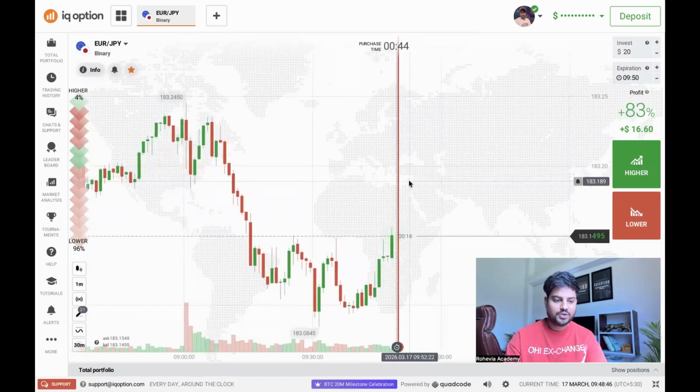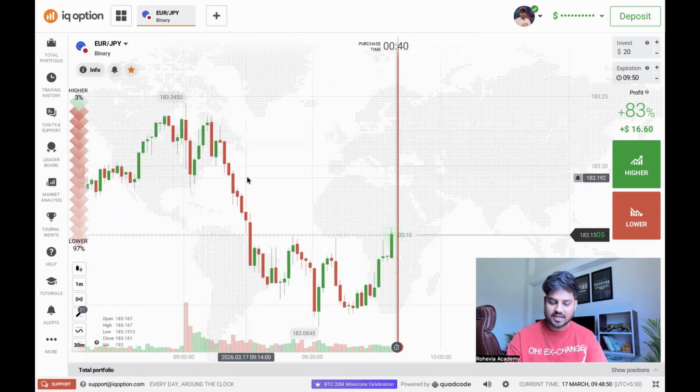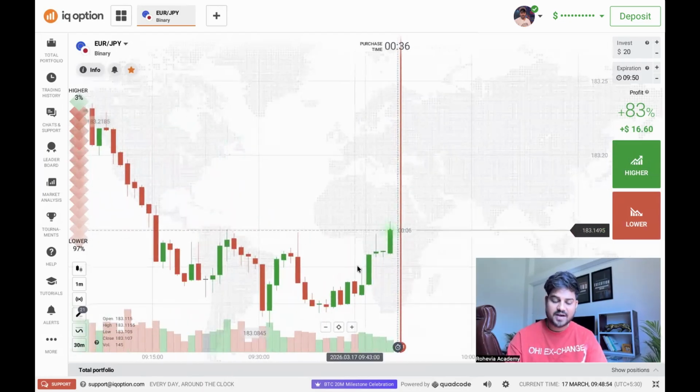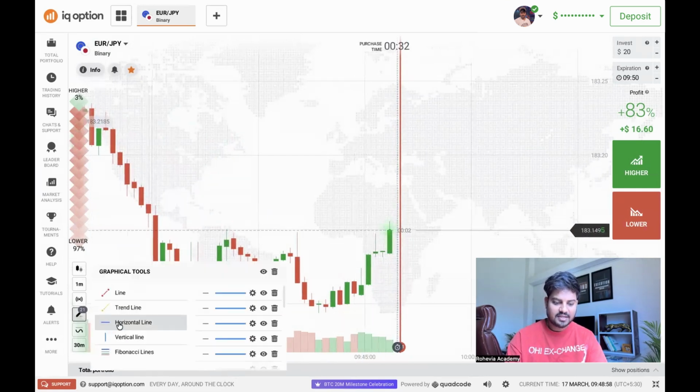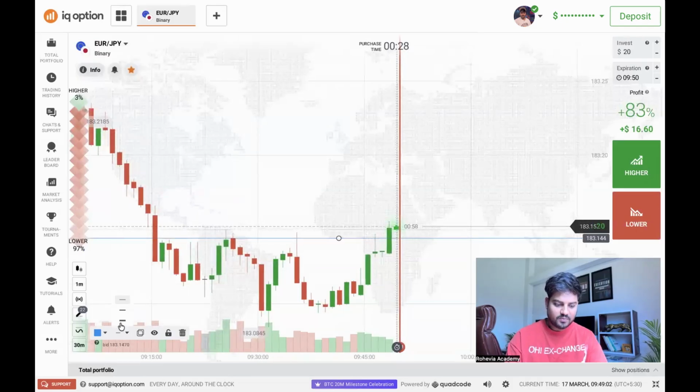So here I am on Euro JPY, and in this market, the past market is representing sellers, the downtrend, and the recent market is representing a sideways market. It's a ranging market. So let's try to draw some levels first, and then we'll try to understand every single candle's power.